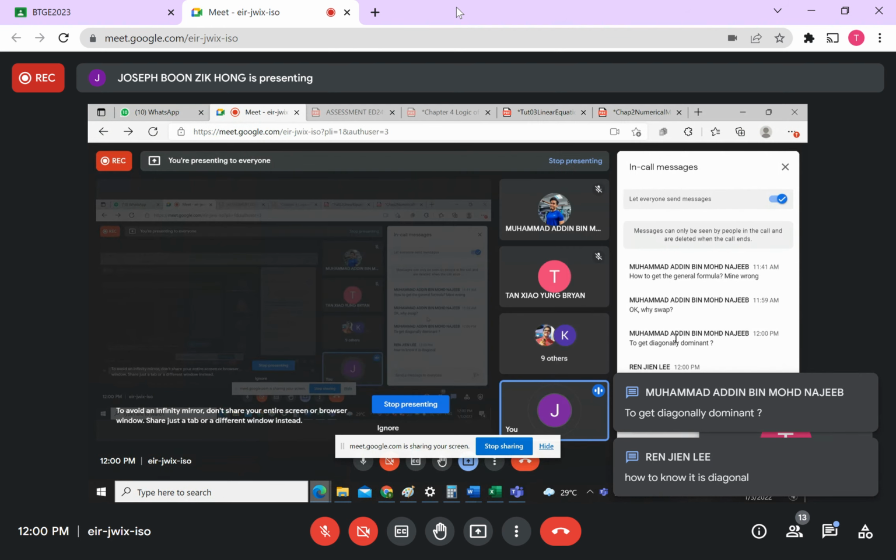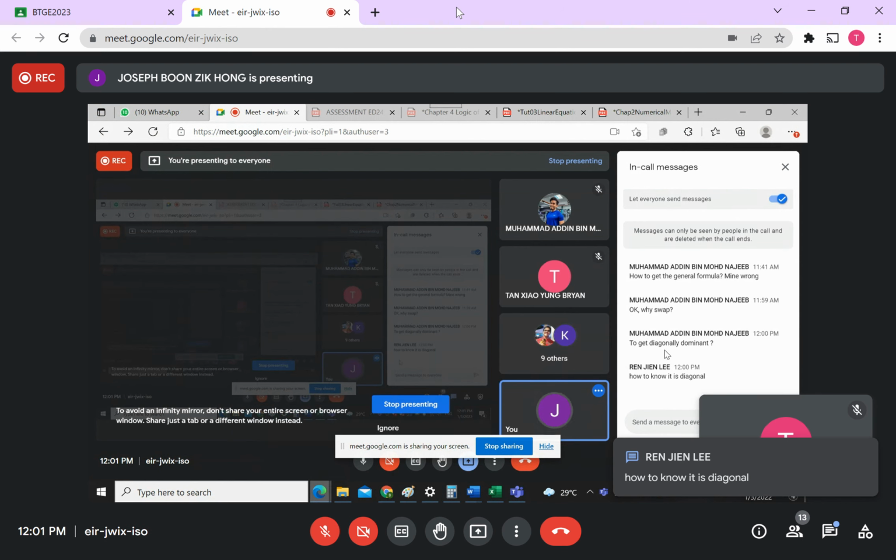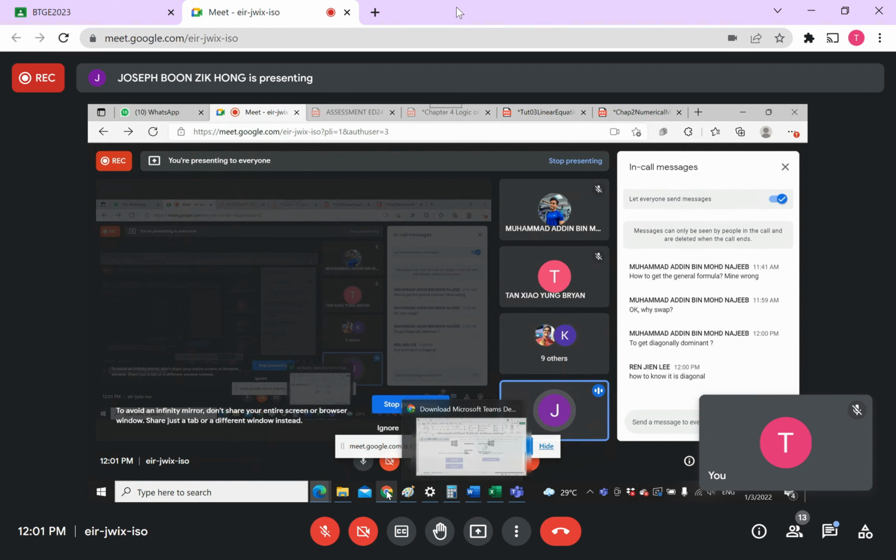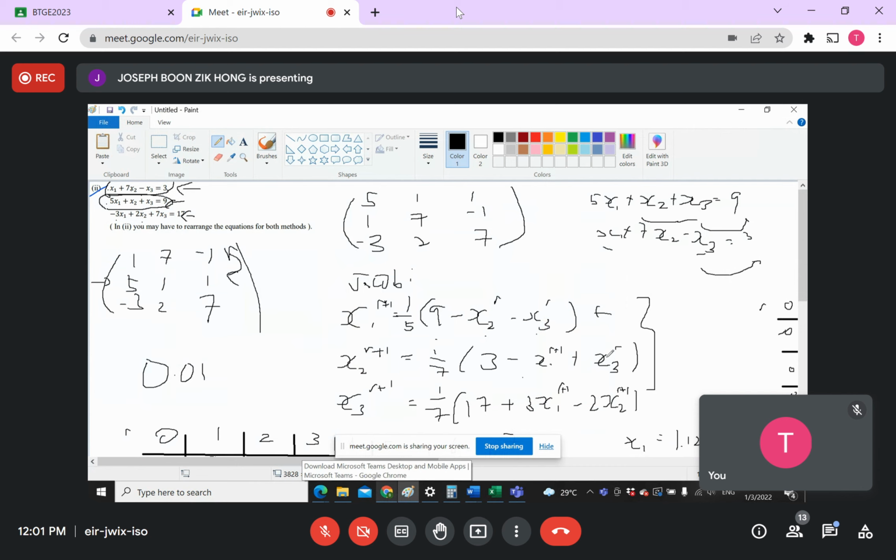Okay. Why do we swap? If you don't swap, I cannot get the diagonal dominant. If you don't swap, you get the matrix like this. You take 1, 5, negative 3, 7, 1, 2, negative 1, 1, 7. If you don't swap, you have something like this. Then it is not diagonal dominant.